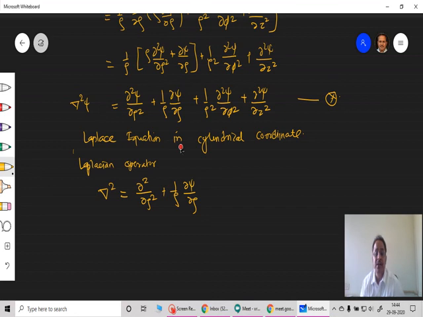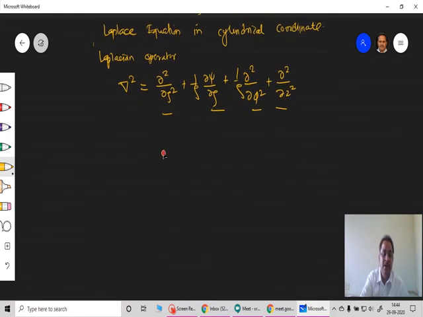So this is the second term. Then the third term is plus 1 upon rho square del square upon del phi square, and plus del square upon del z square. Remember, there are 4 terms in this del square, whereas del square in the case of the Cartesian coordinate system has 3 terms. Del square in the spherical case again has 3 terms. Here in this case it has 4 different terms. So that is how we have finished this del square and this Laplacian. Now let me remind you what we have discussed right from the beginning.